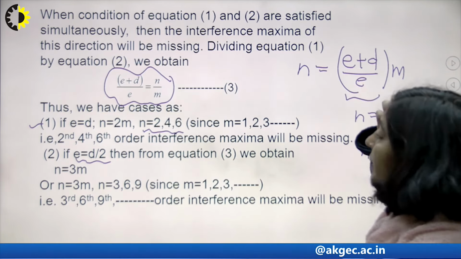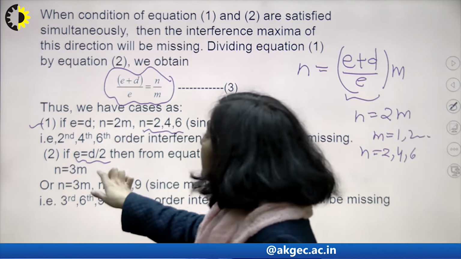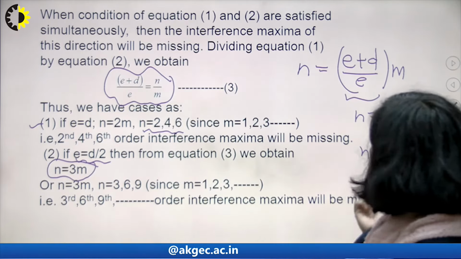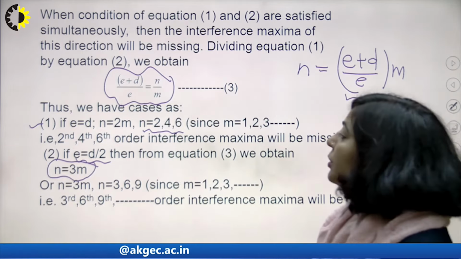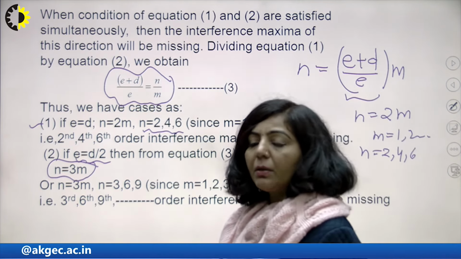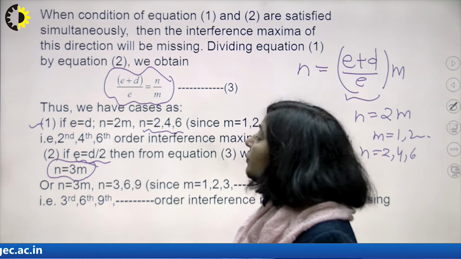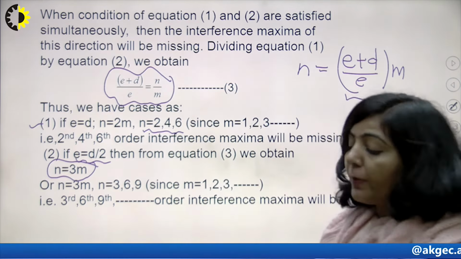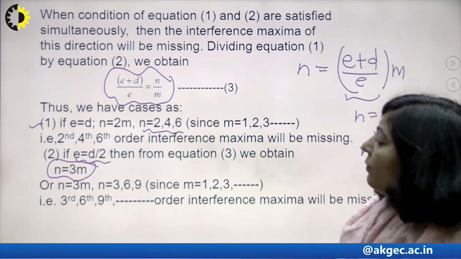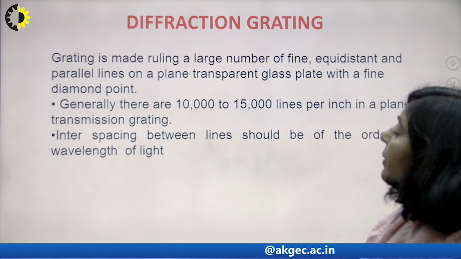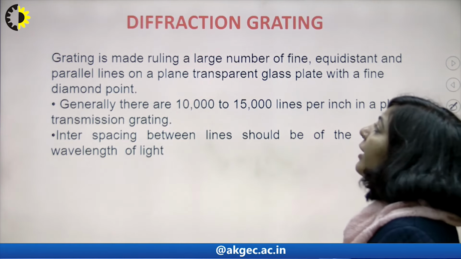then in that particular case, this N is equal to 3M. So if N is equal to 3M, you know N is starting from 1. So the first order which will be missing, that will be 3, next will be 6, next will be 9. So all the multiples of 3, these orders will be missing from the spectrum. So this is the way to find missing order in case of double slit diffraction pattern, right? So this is a missing order in double slit diffraction.